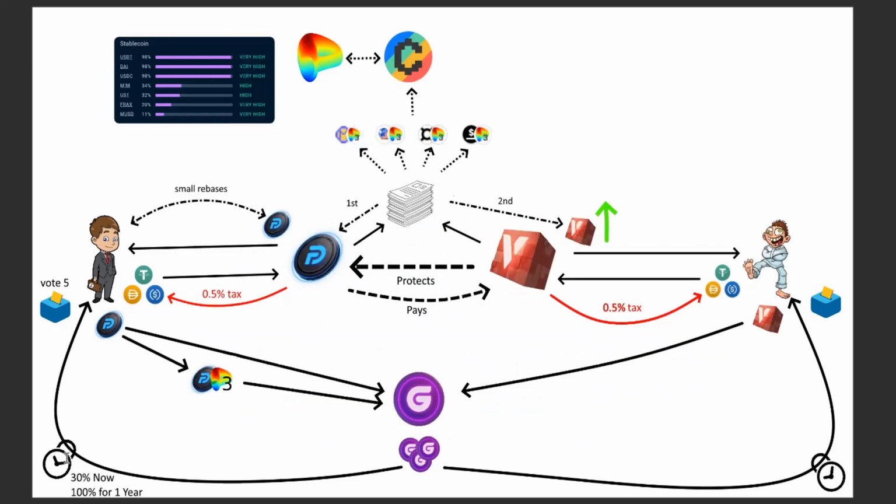Okay, so now there's more to this than that, okay? There is a time lock vesting contract on these. Now, basically, you can take 30% of your rewards now and do with them as you please. You could sell them, you could hodl them, you could give them to someone else, whatever you want to do. Or you can take 100% of your rewards vesting over a year.